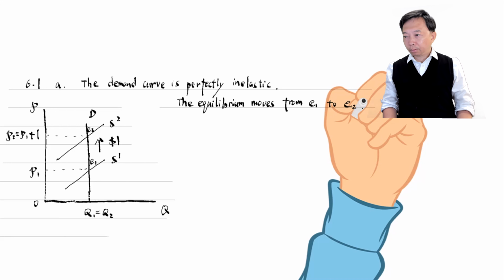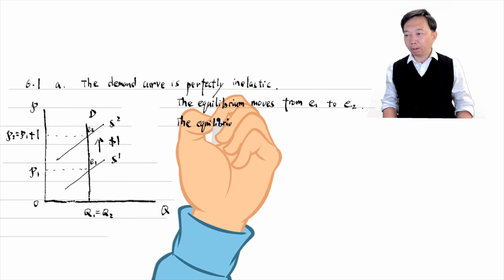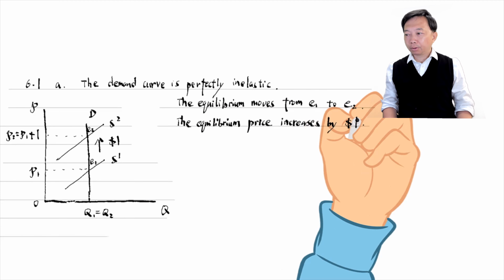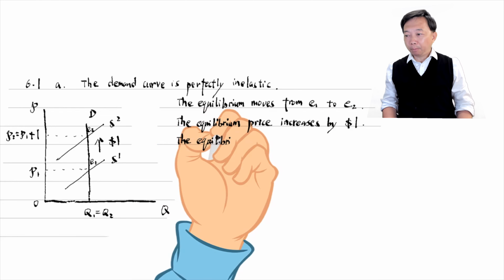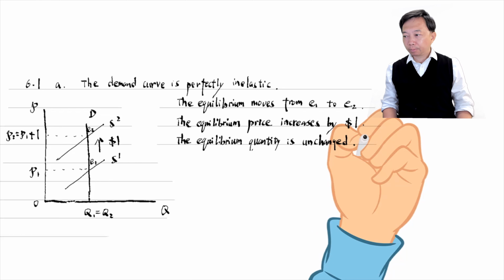The intersection of the demand curve and the new supply curve determines the after-tax equilibrium, E2, where the price consumers pay is P2 equals P1 plus 1. The price firms receive is P1, and the quantity is Q2 equals Q1. So, the equilibrium price increases by $1. The equilibrium quantity is unchanged.